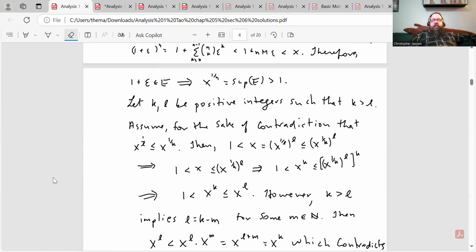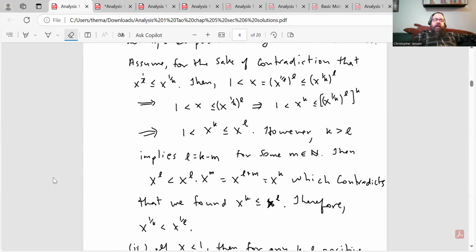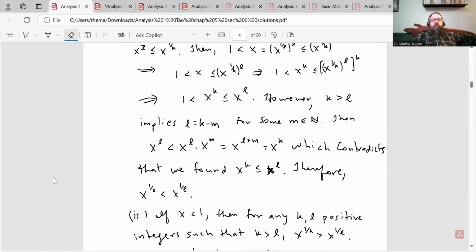which implies that 1 is less than x to the k, less than or equal to x to the 1 over k to the l to the k. And the last part in that triple inequality can be simplified to x to the l. Therefore, 1 is less than x to the k is less than or equal to x to the l. However, k greater than l implies that l is k minus m for some m in N. Then x to the l is less than x to the l times x to the m, which is x to the k. So x to the l is less than x to the k, but that contradicts the fact that we found that x to the k is less than or equal to x to the l. Therefore, x to the 1 over k is less than x to the 1 over l. So proof by contradiction, right?